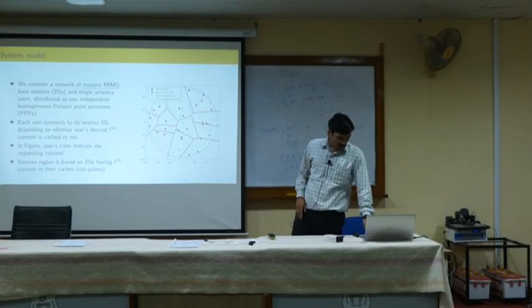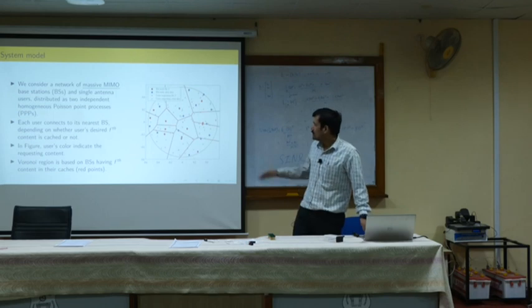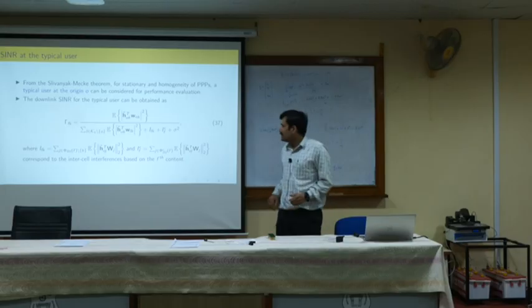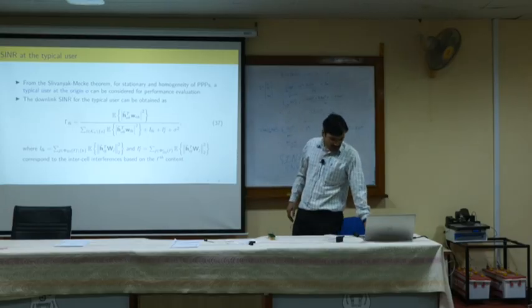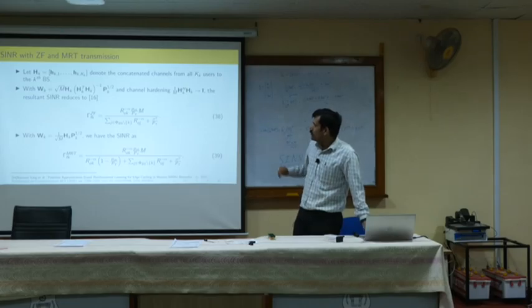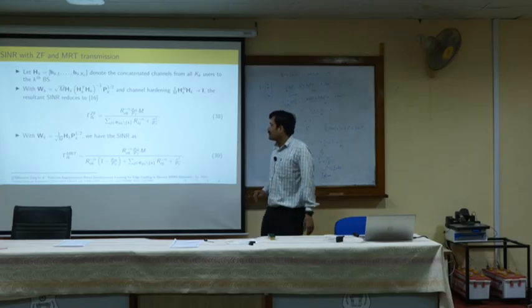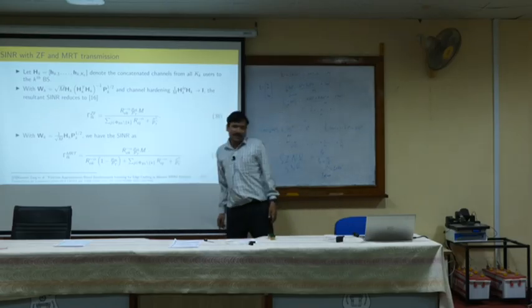We have seen some part of it. So this is the PPP modeling, and then we have the SINR definition. Just to review, we have already seen this, and we have two precoding schemes here. One is zero forcing and the second is MRT. So this factor of M is the array gain here.